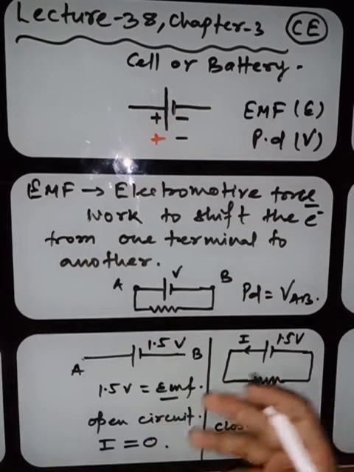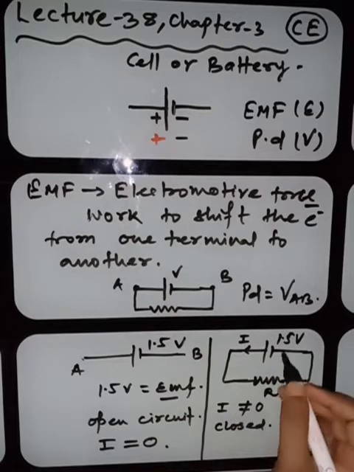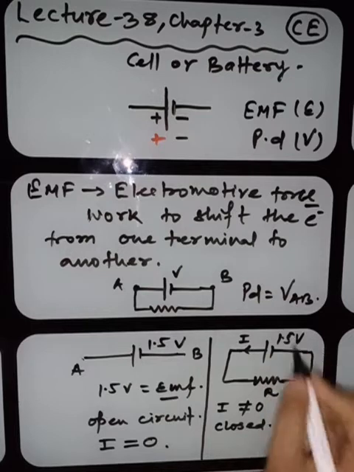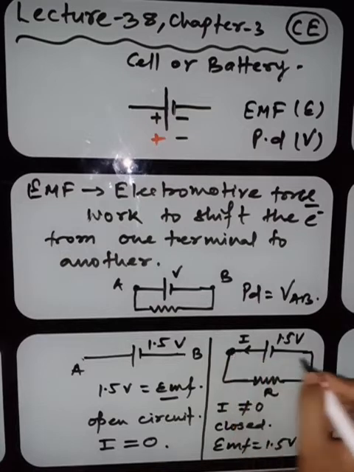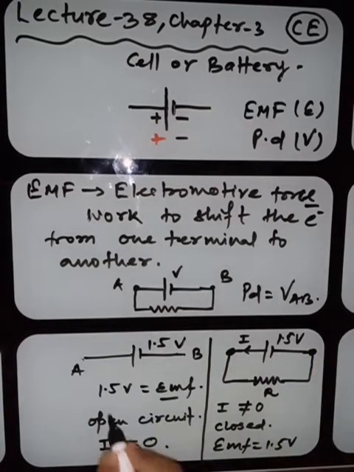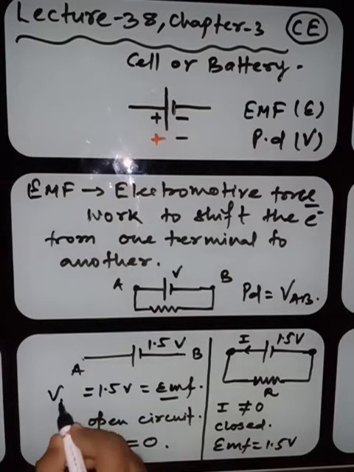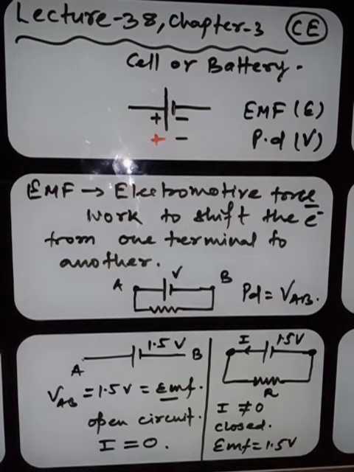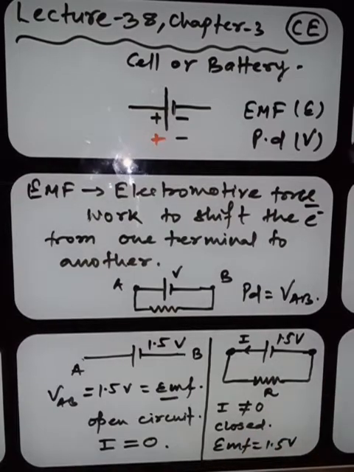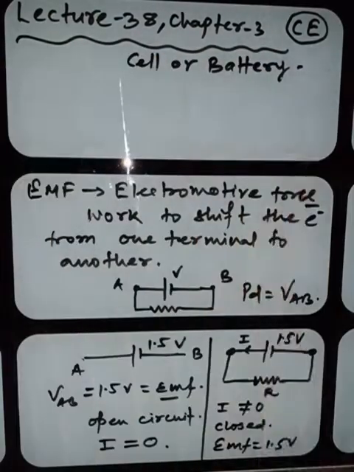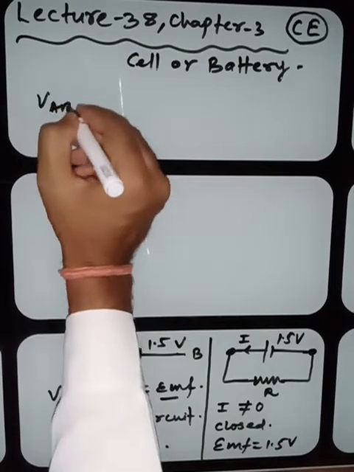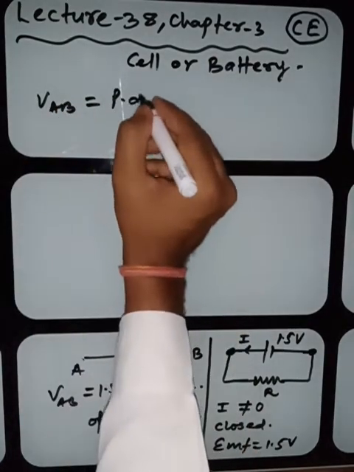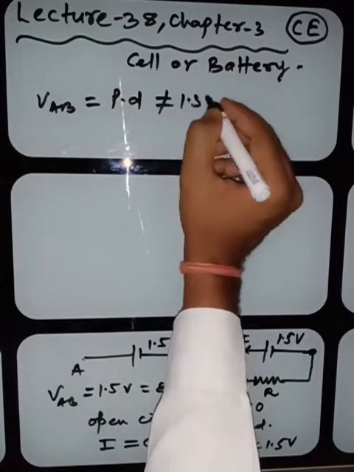If anyone asks, sir, whether this one is 1.5 volt, the potential difference or the EMF, remember, my dearest, I will tell again: the EMF is 1.5 volt, but for the potential difference between these two terminals, in the open case the potential difference and the EMF are both the same. But here the potential difference VAB, my dear student, will not be equal to 1.5 volt. Remember.